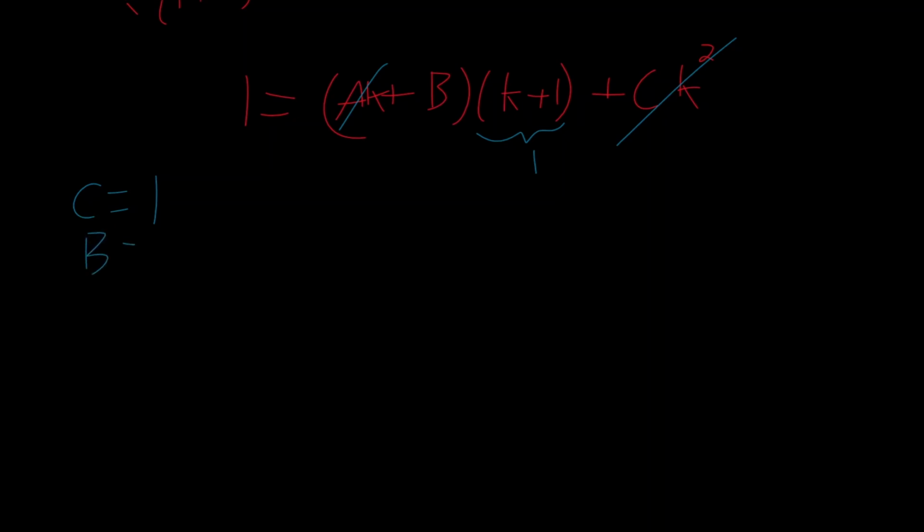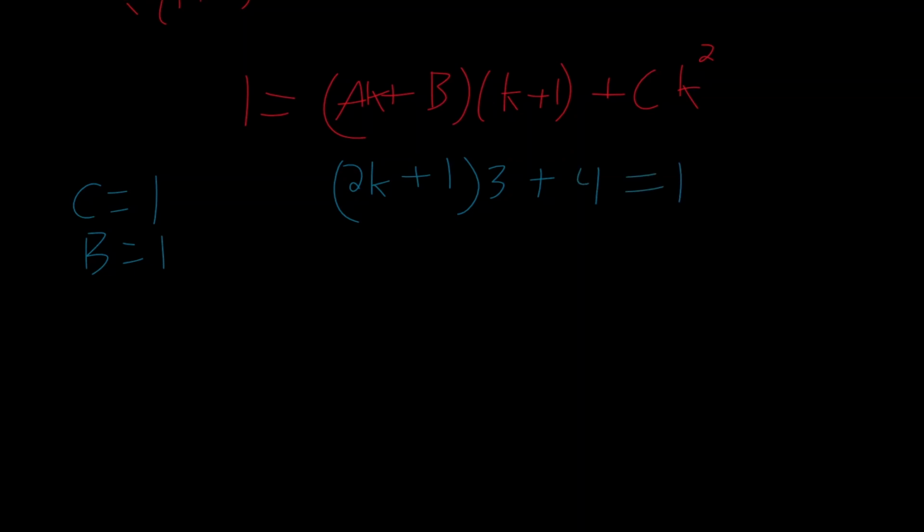So b equals 1. Now all we have to do is find a value for k, plug it in, and solve for a. For the sake of simplicity, I'll do 2. So plugging in k equals 2, we get 2k plus, well, b is just 1, times k plus 1, but we're plugging in 2, so that's times 3. And then we have a plus ck squared, but c is just 1, and 2 squared is 4, so plus 4 equals 1.